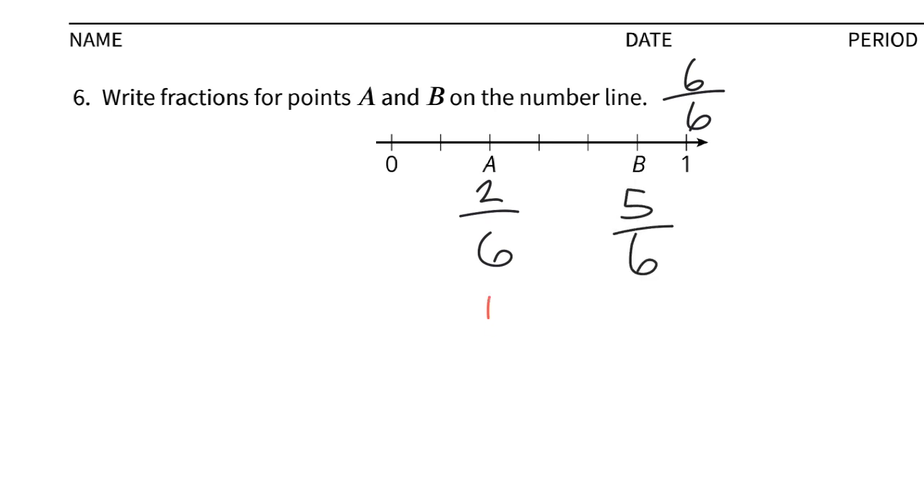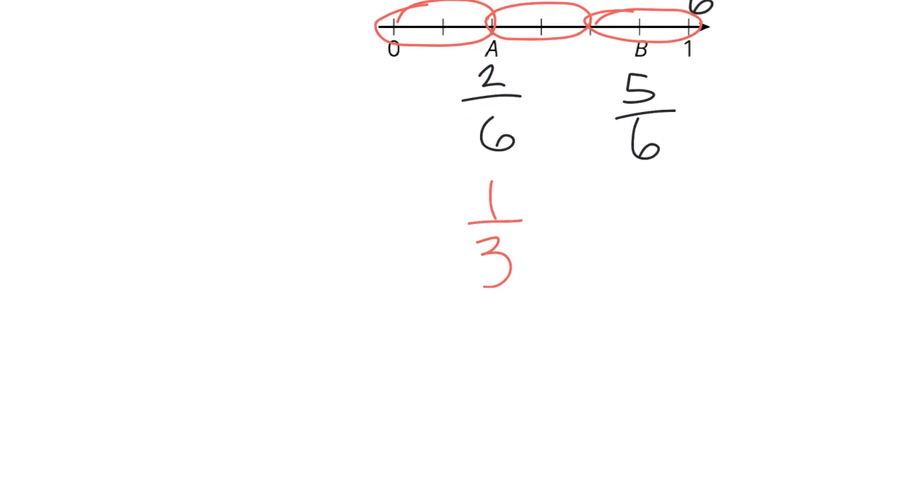If you really want to get picky, you can label A as 1/3 because there's a piece, there's a piece, and there's a piece of the whole was cut into 3. But it doesn't say anything about simplifying, so 2/6 is just fine.